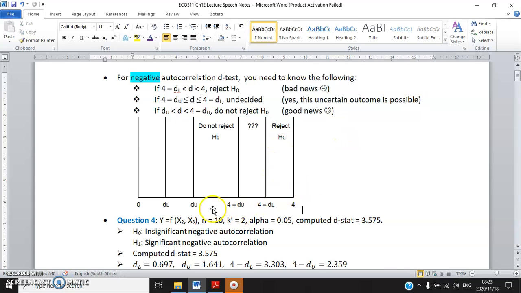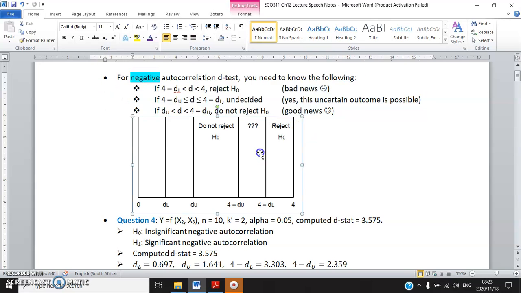Again, you have to first look for dL and dU, then you work out 4 minus dL and 4 minus dU. Then it depends on the location of the computed d-stat, then you decide whether you do not reject H0, or you end up having an I don't know outcome. And then we can do 3 questions.